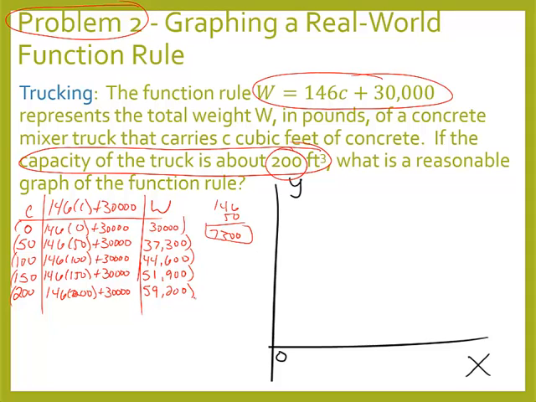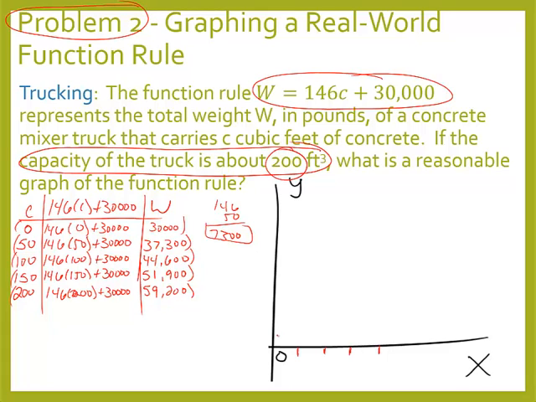So let's go ahead and plot those. But first we're going to make our increments on our x and y axis. So we have 0 to 200. So we'll have 0, and then 50, 100, 150, 200. Let's spread those out a little bit. Okay, and now the outputs, which starts at 30,000.